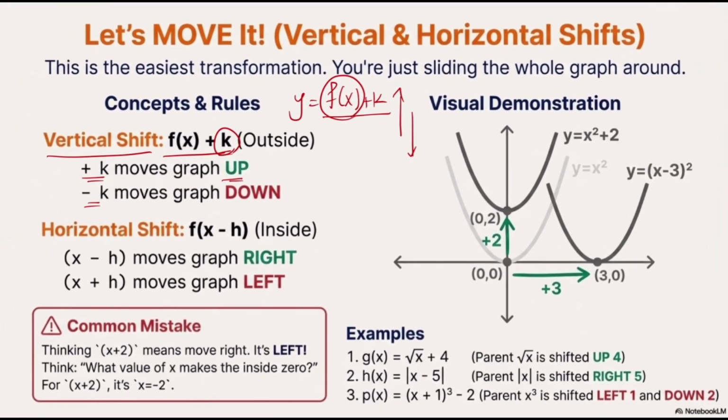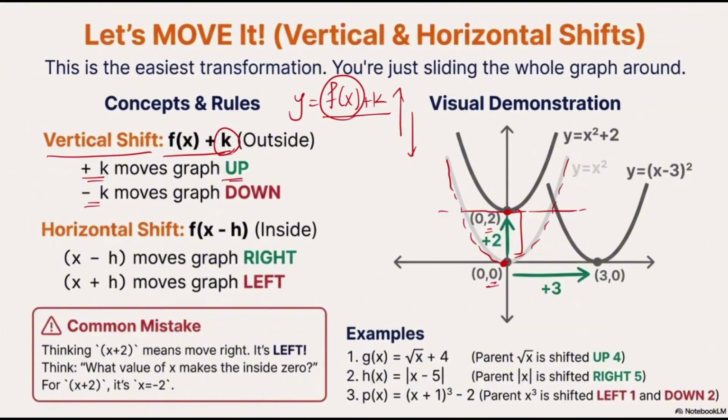Imagine that I have this as my main function: y equals x to the power 2. So how can I find y equals x to the power 2 plus 2? It's simple. Instead of having 0 at my point, I should move 2 to the top. Remember, only 2 to the top. There is no left and right, just 2 to the top. So my reference, or the beginning of the range, the acceptable y values, instead of starting from 0, would start from 2.